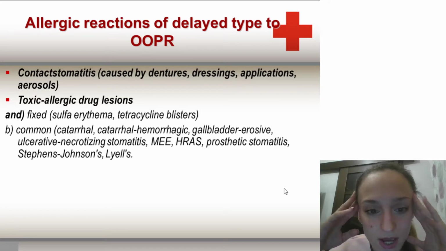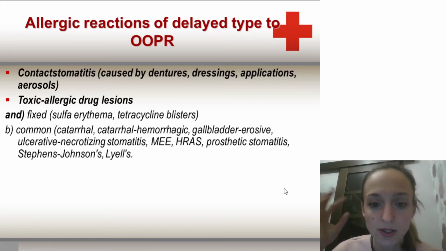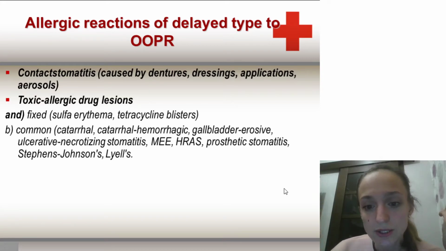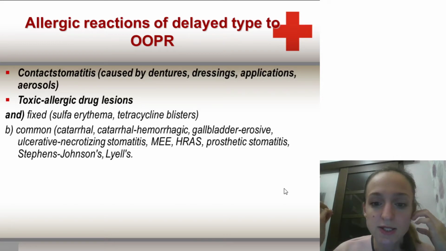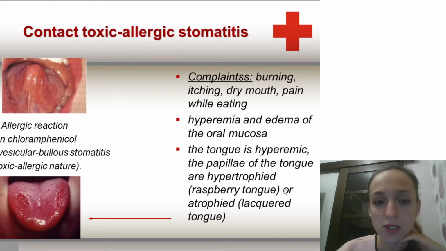These include sulfonamides and tetracycline blisters, and commonly catarrhal hemorrhagic, erosive, ulcerative necrotizing stomatitis, and different syndromes. Contact toxic allergic stomatitis.